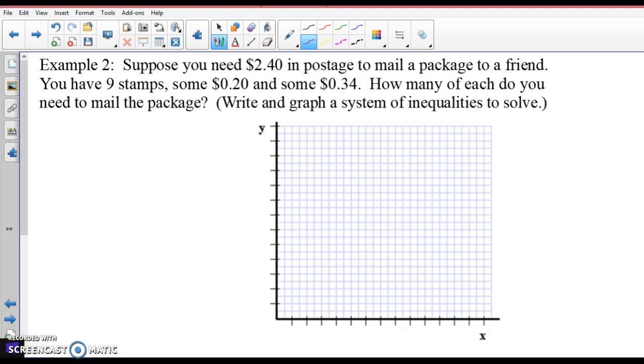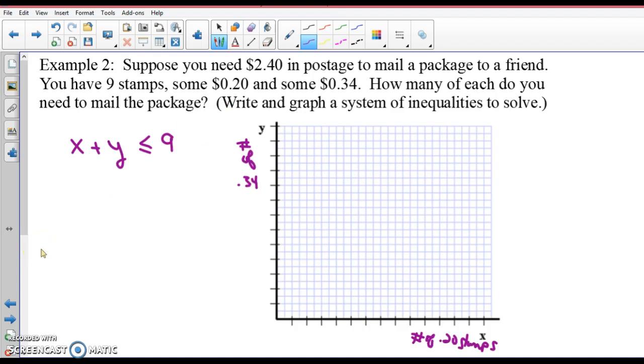Thank you. All right. So, first thing we need to do, let's decide what X and Y are. I'm going to call my X-axis number of 20 cents stamps, and my Y-axis is the number of 34 cents stamps. So, we have 9 stamps. What's my first inequality going to be? Well, less than or equal to 9. We've got 9 stamps. It doesn't say we're going to use them all.